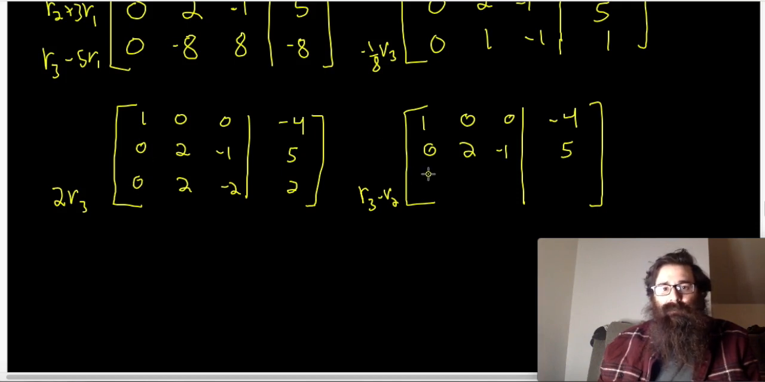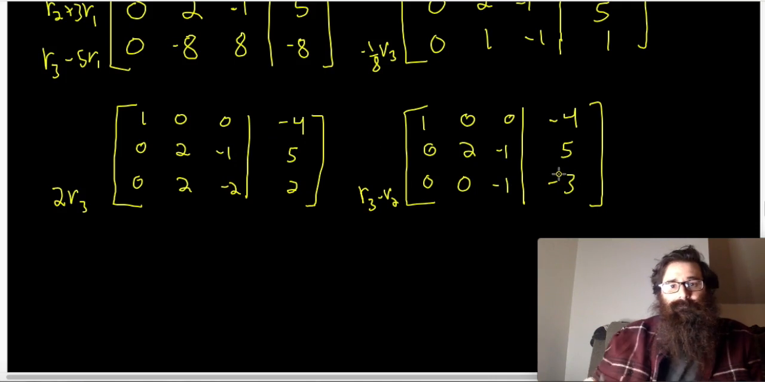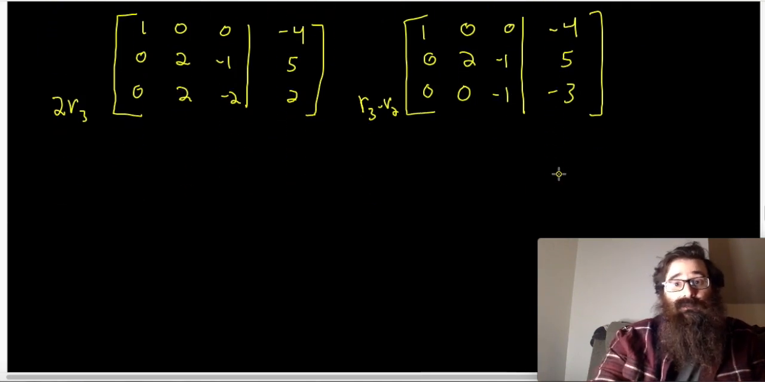0 minus 0 keeps my 0. 2 minus 2 gives me that 0 that I wanted. Negative 2 minus negative 1, so that's negative 2 plus 1 gives me negative 1. And then augmented with 2 minus 5 gives me negative 3. So it's starting to look really good so far.